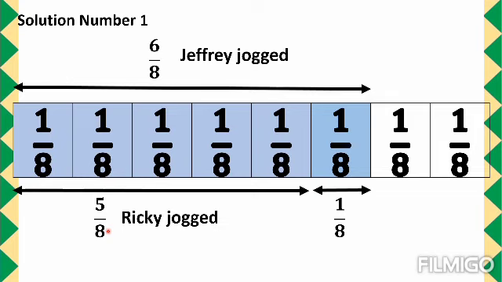Now we can look at it without using subtraction, by visualizing the remaining part. What is the distance now? Look at this small arrow. There is one box, 1/8, that Jeffrey jogged more. This is their distance difference. So the answer is 1/8. Again, this is another solution in answering the problem using a block or bar diagram. Let us now proceed to the next solution.